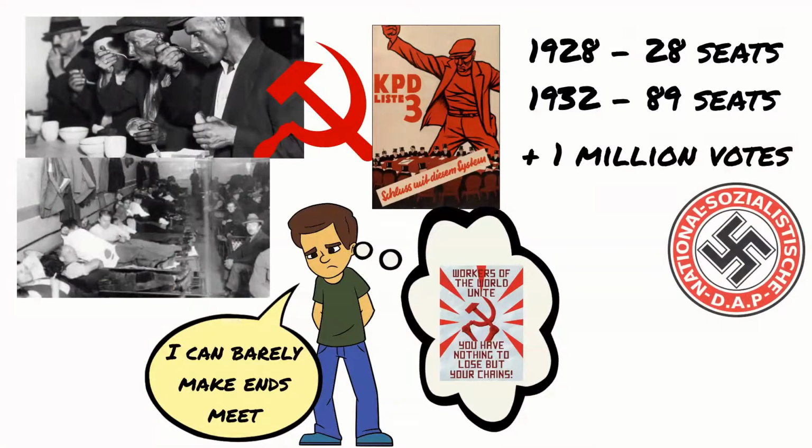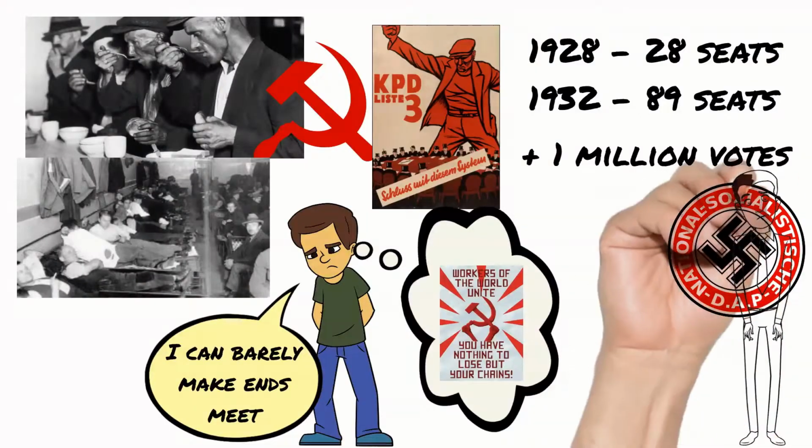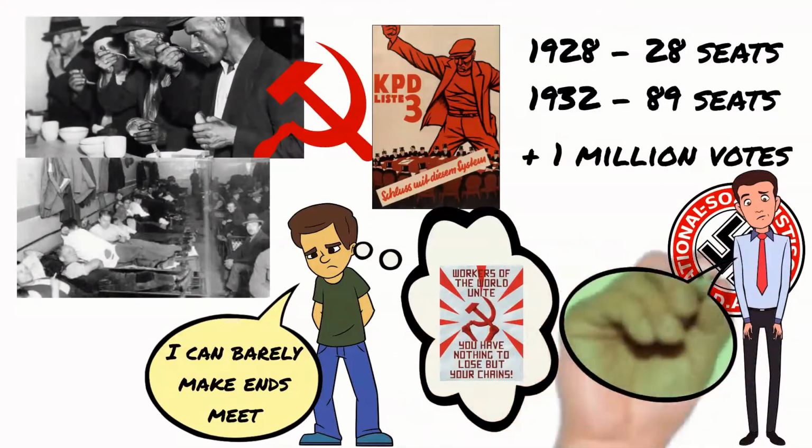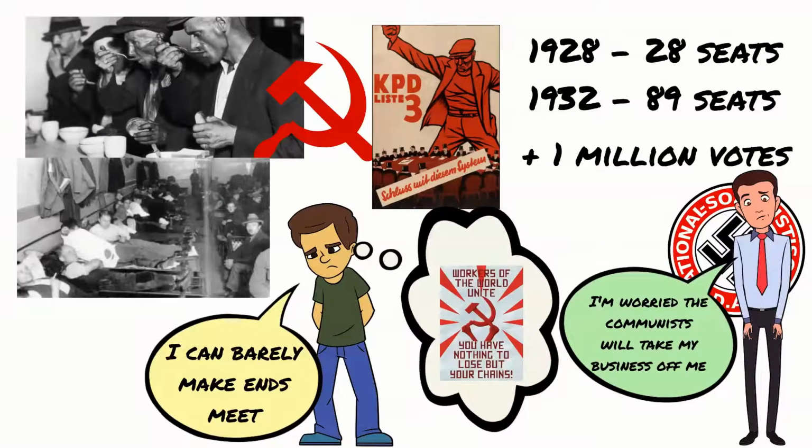However, support for the NSDAP increased at a much faster rate. Many middle class and upper class voters were afraid of the increased support for the communists and looked to the NSDAP to protect them from the communist revolution, which would cause them to lose their money and status. So, who were the people supporting the Nazis and why?